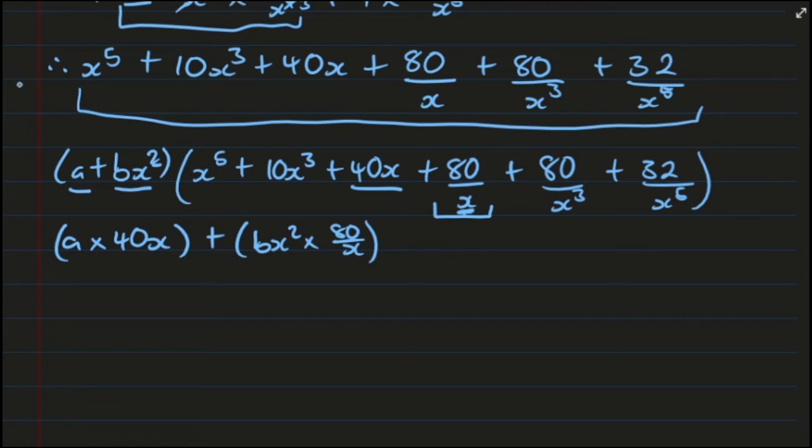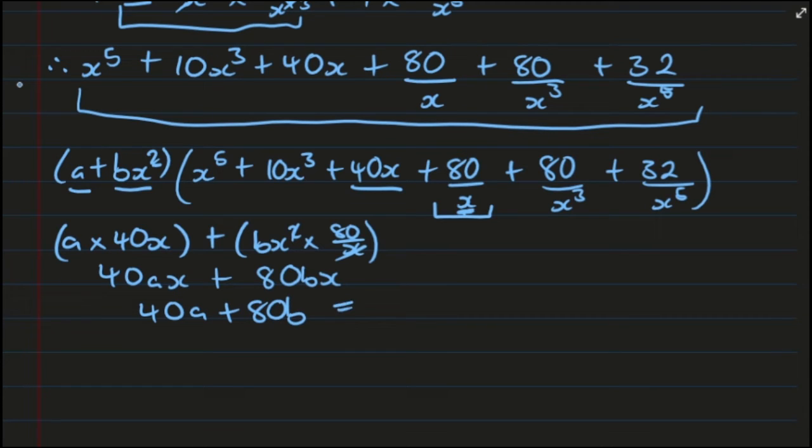This would be 40ax plus, the x squared here cancels out with the x, so you end up with 80bx. And we're told that the coefficient of x is 0. So our coefficient of x will be 40a plus 80b. We're told that this is equal to 0. So notice how we now have an equation in terms of a and b.